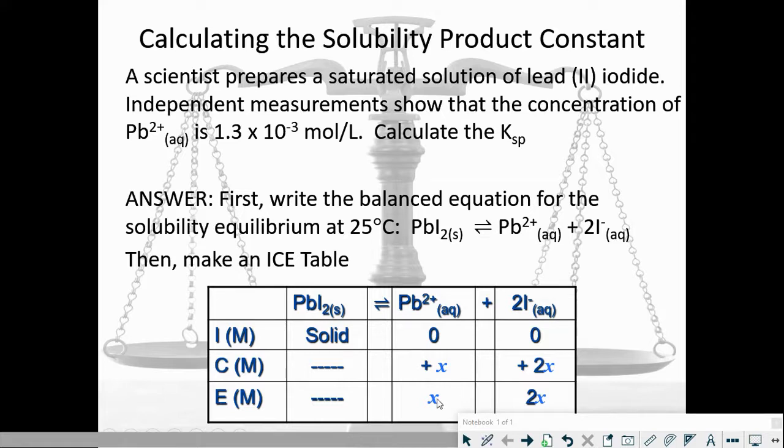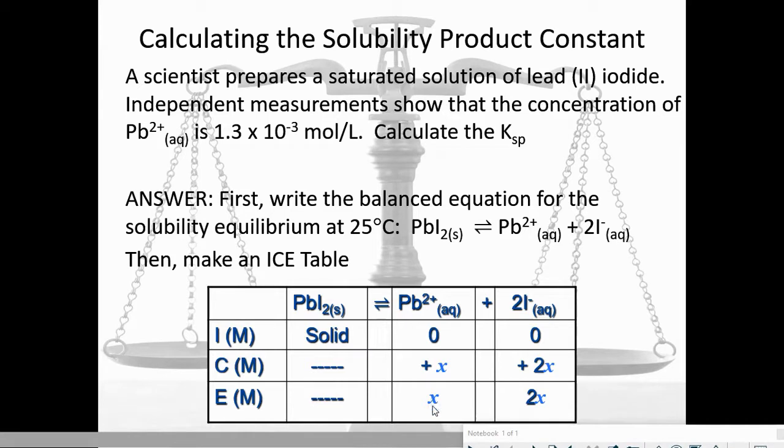Finally, once it reaches equilibrium, and we have an equilibrium between the ions and the solid, we'll see that the final concentration for lead ion will be X, and the concentration for iodide ion will be 2X. And there's nothing we can do about that for now. But when we use this number here, we can calculate the KSP.